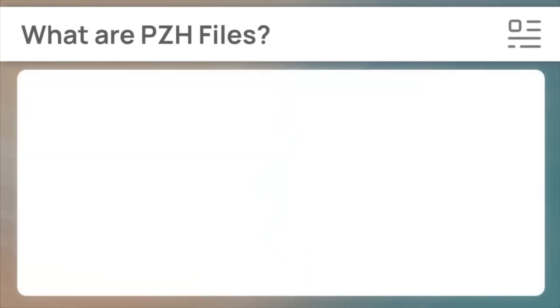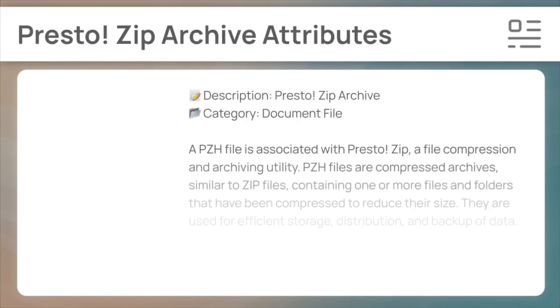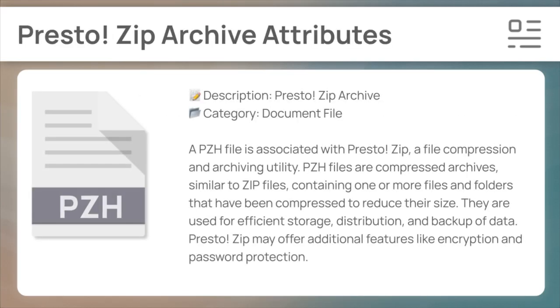The technical specification confirms the PZH is a specific instance of a document file. The data serialization is accomplished using Presto Zip archive. A PZH file is associated with Presto Zip, a file compression and archiving utility. PZH files are compressed archives, similar to zip files, containing one or more files and folders that have been compressed to reduce their size. They are used for efficient storage, distribution, and backup of data.